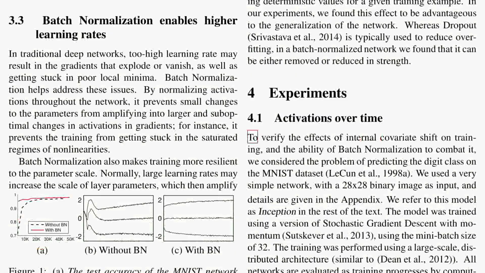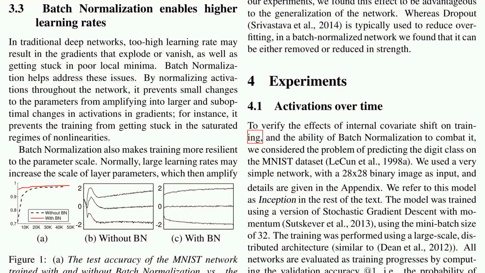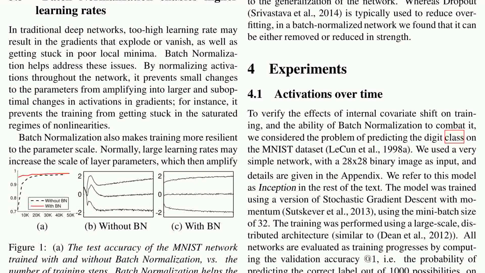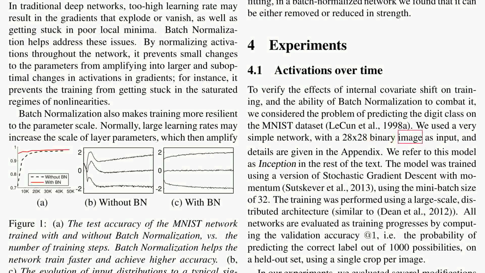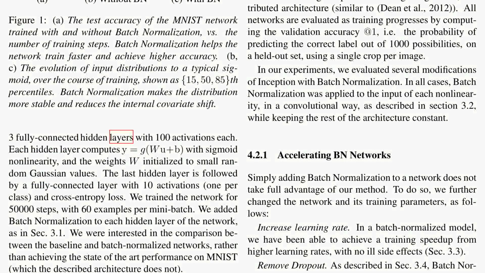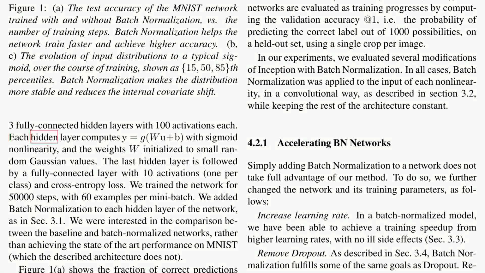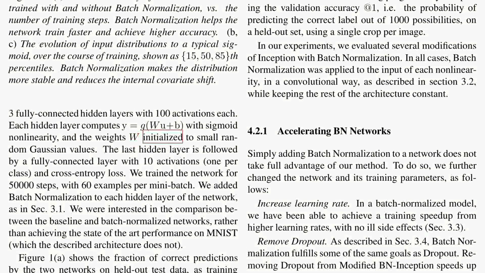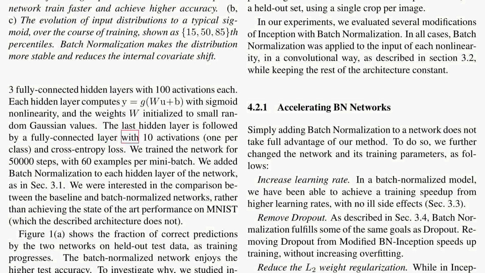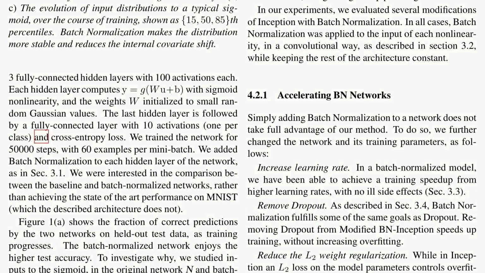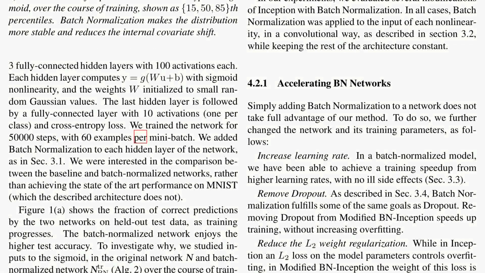We examine activations over time to verify the effects of internal covariate shift on training and the ability of batch normalization to combat it. We considered the problem of predicting the digit class on the MNIST dataset. We used a very simple network with a 28 by 28 binary image as input and 3 fully connected hidden layers with 100 activations each. Each hidden layer computes y equals g(Wu plus b) with sigmoid nonlinearity, and the weights W initialized to small random Gaussian values. The last hidden layer is followed by a fully connected layer with 10 activations, 1 per class, and cross-entropy loss. We trained the network for 50,000 steps with 60 examples per mini-batch.